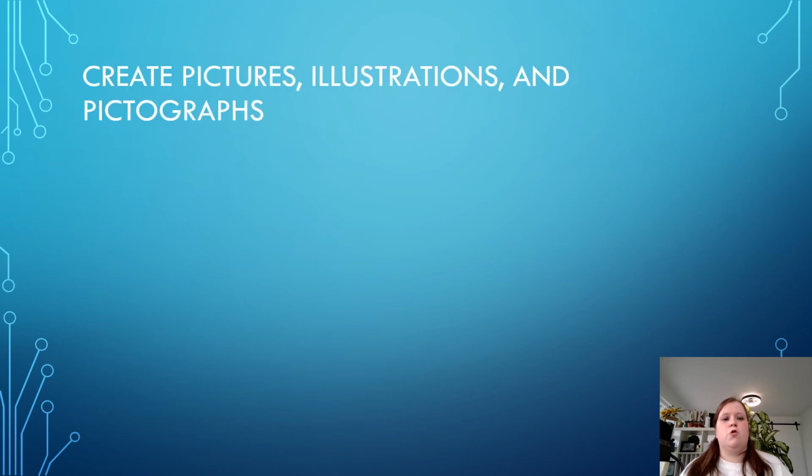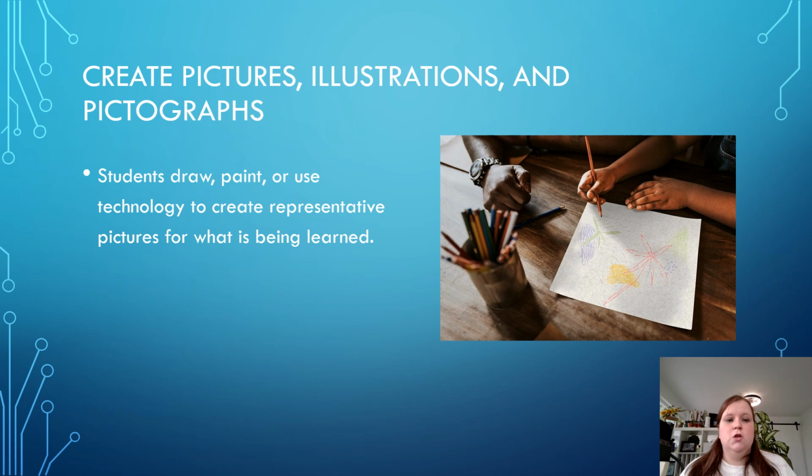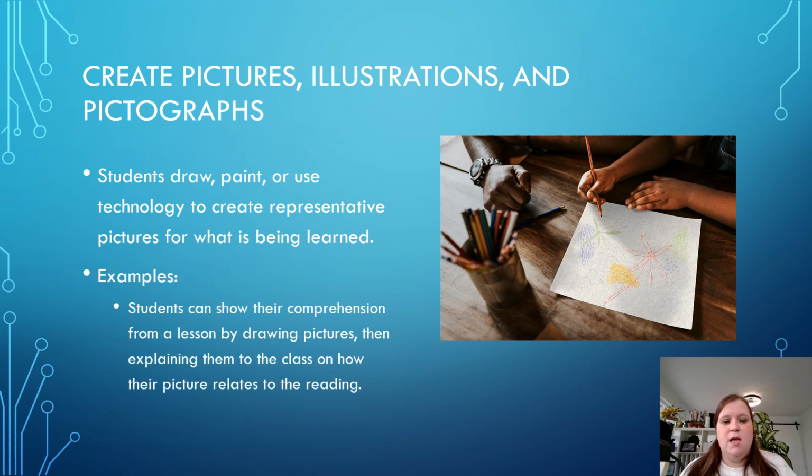The next one is create pictures, illustrations, and pictographs. Students can draw, paint, or use technology to create representative pictures for what they are learning. Examples would be students can show their comprehension from a lesson by drawing pictures, then explaining them to the rest of the class on how their picture relates to the reading. This is a great way to show comprehension of a story.